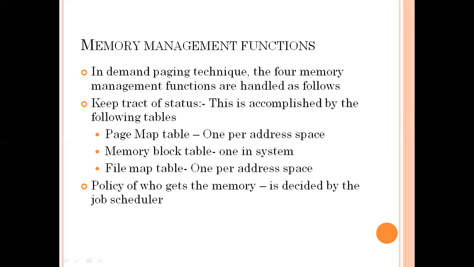Page map table: for every job, there is one separate page map table. Memory block table: for one system, there is one memory block table. File map table: again, for every job, one separate file map table. Only one memory block table will be there for the entire system, whereas for each job a separate page map table is maintained. And the policy of who gets the memory is decided by the job scheduler.